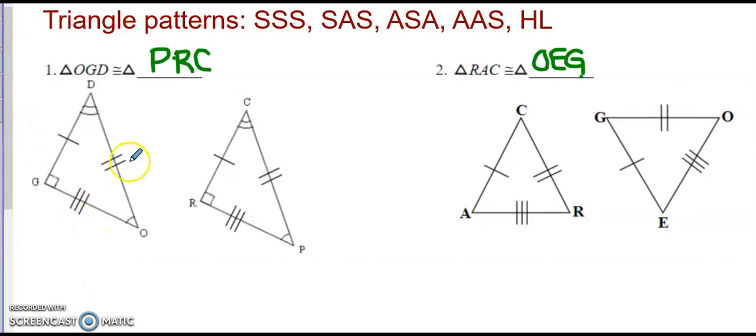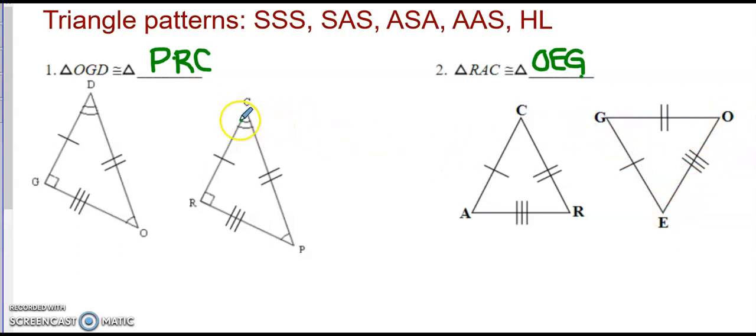So for the first two, angle O is marked with a single arc, which means angle P would be the first letter. G has the right angle, which makes R the second letter, and then D and C have the double arc. And the second triangle, it's RAC. There's no angles marked, but if I go R to A to C, I'm going along the triple to the single. So I need to go along from the triple to the single as well. So O to E to G would be the correct order for number 2.